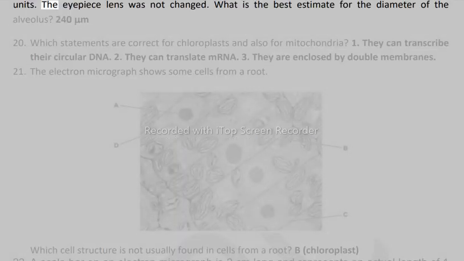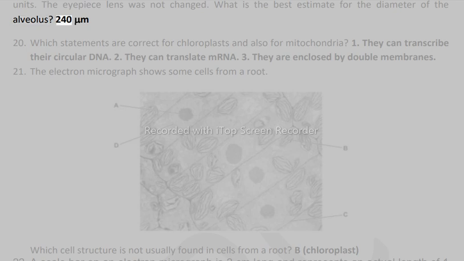The eyepiece lens was not changed. What is the best estimate for the diameter of the alveolus? 240 µm.